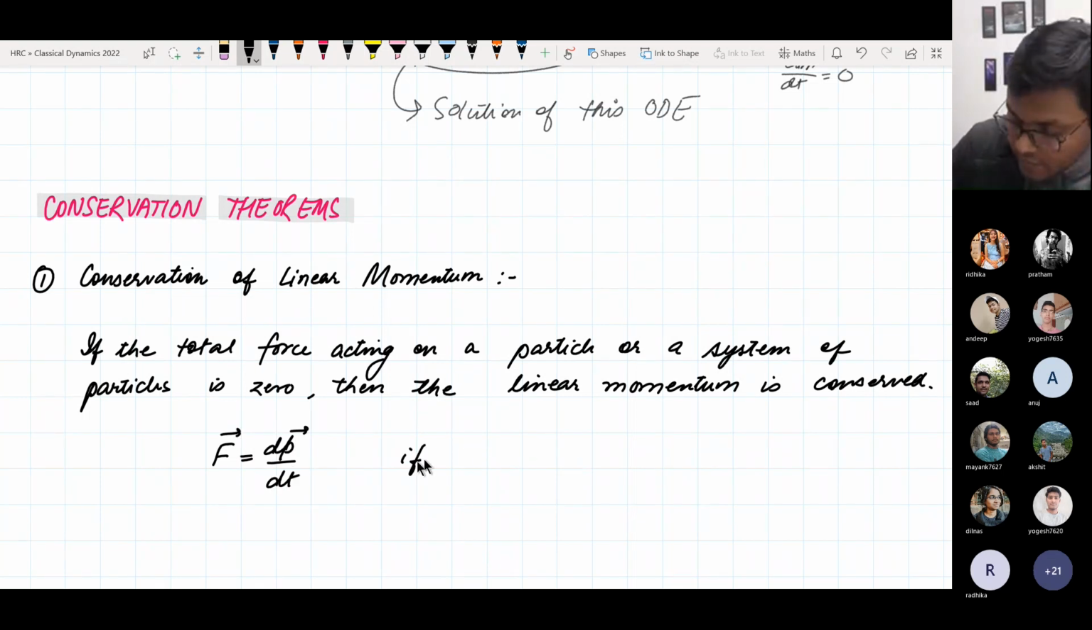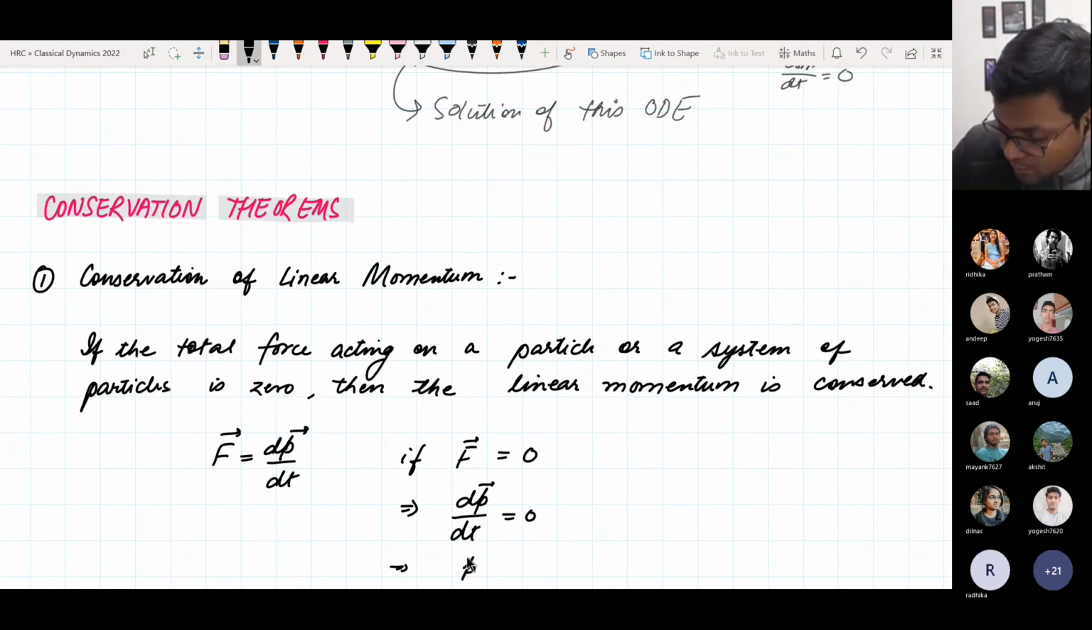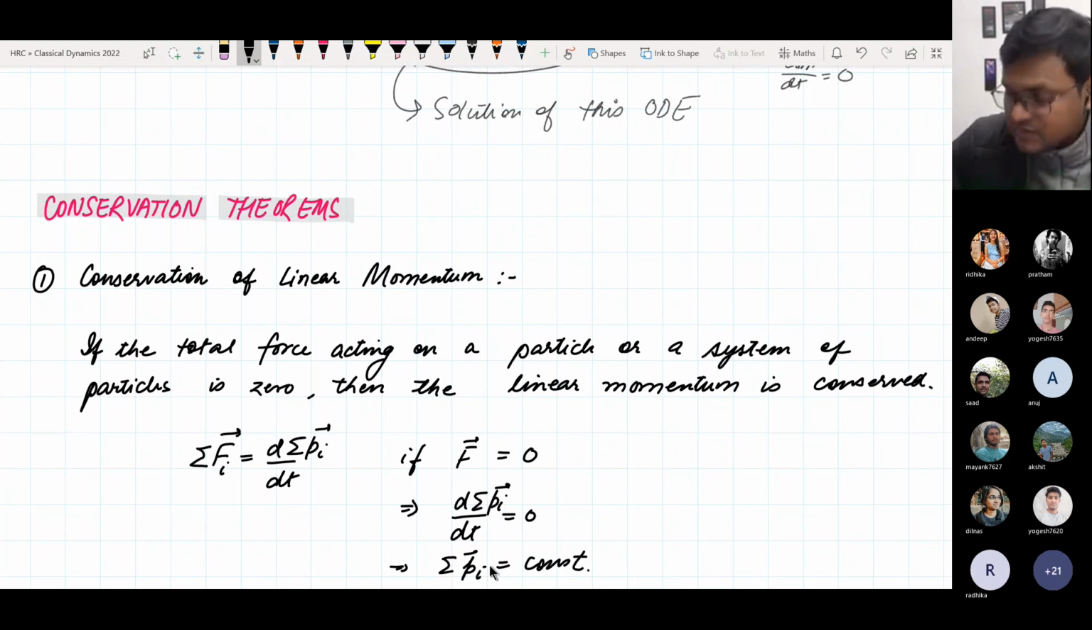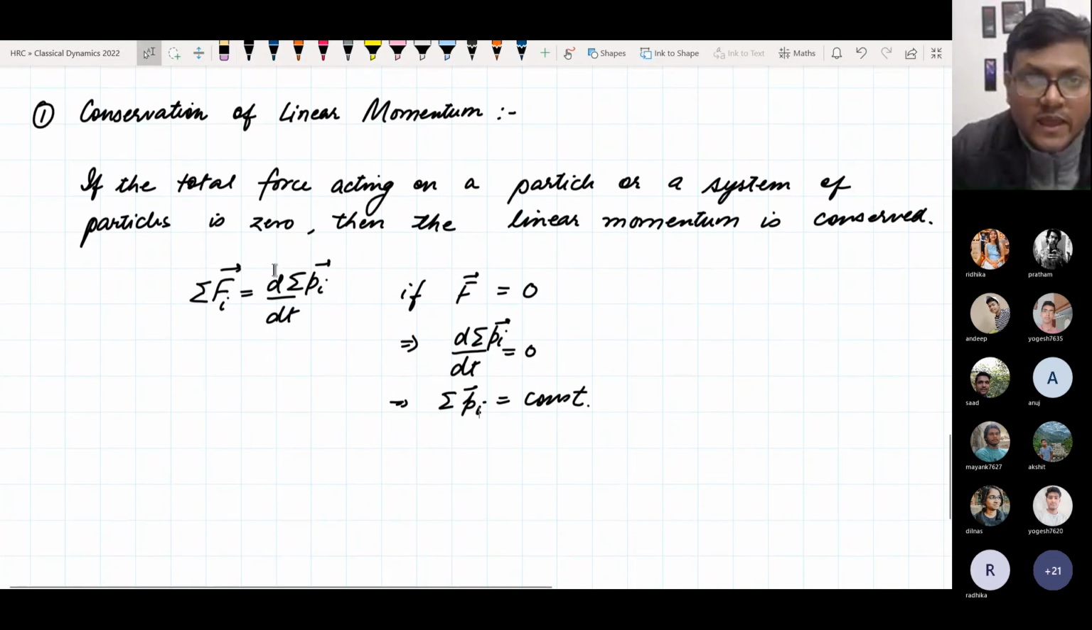If F is equal to 0, this implies dP/dt is equal to 0, or P is equal to a constant. If it's a system of particles, with multiple particles, and the net force is equal to 0, then d/dt of the summation of Pi is equal to 0. So the summation of Pi is equal to a constant. It means that कोई भी अगर एक सिस्टम evolve कर रही है but external force नहीं लग रहा है तो उनका जो linear momentum है पूरे सिस्टम का constant रहेगा.